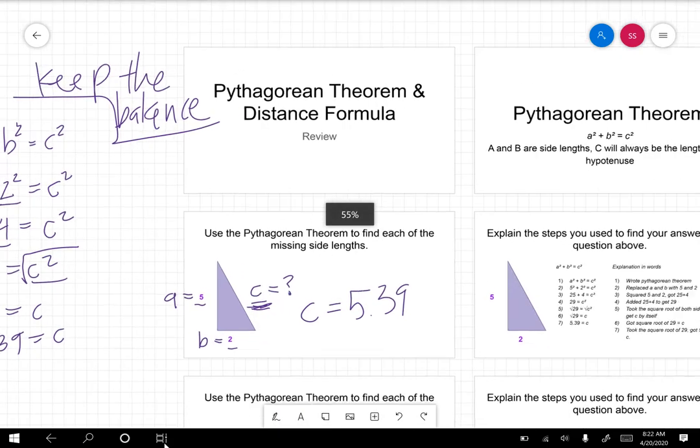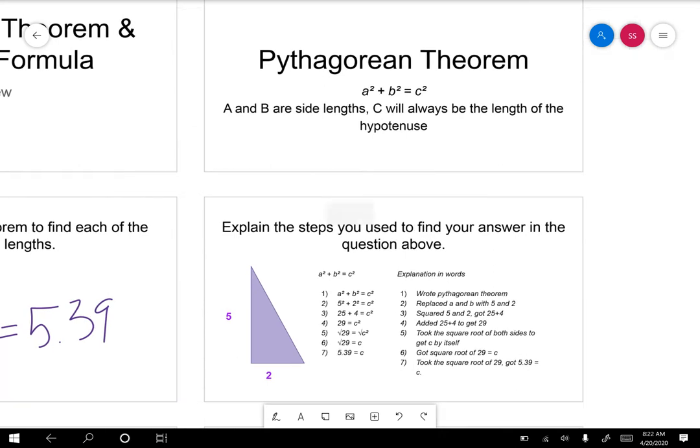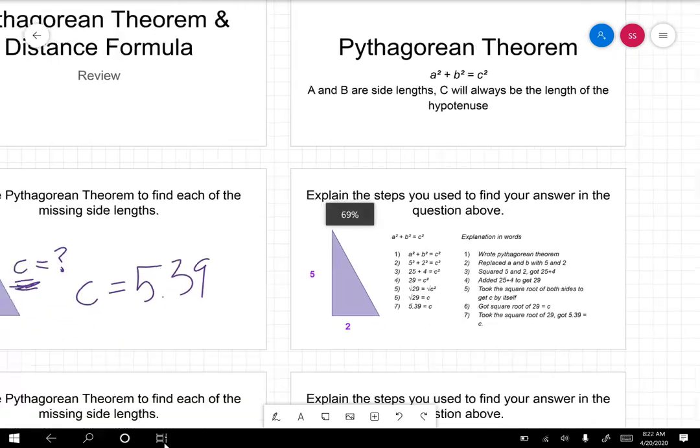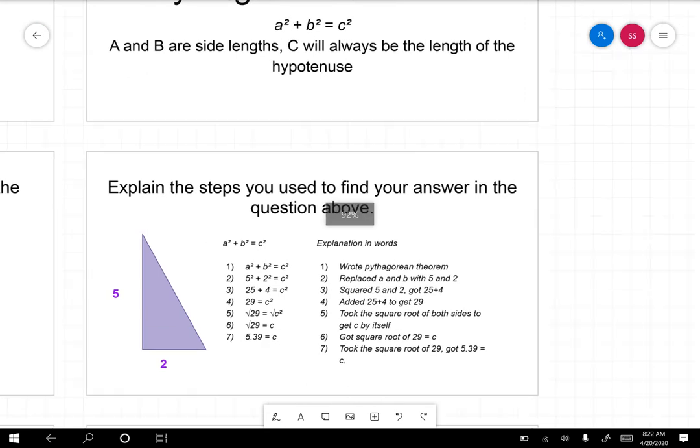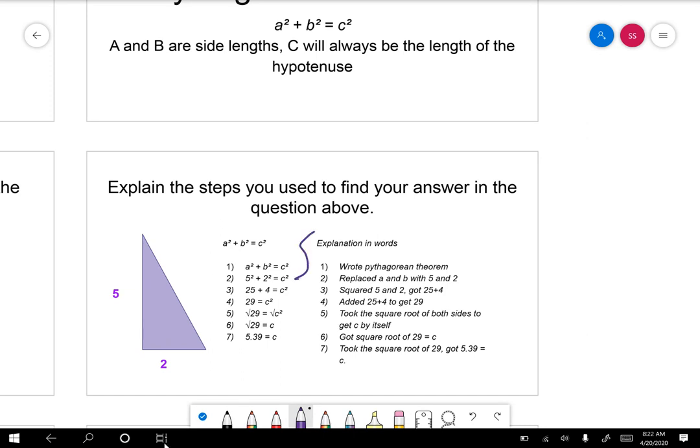Okay, I did write these steps out because on the assignment that I'm going to give you guys, you'll have multiple choice for this particular question. But you're going to have to actually explain to me in the next question how you found your answer. Okay, you're going to have to explain it in words, how you found the answer. So this is just an example of what that would look like. So you can pause the video, look at this, look at kind of the words that I used.